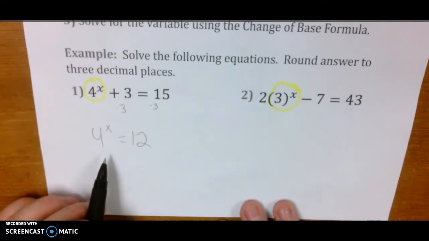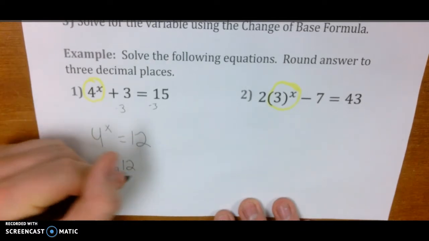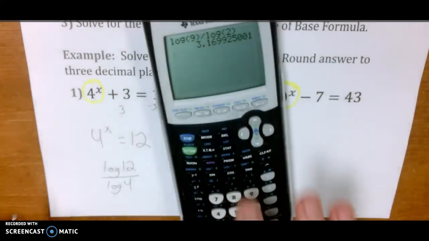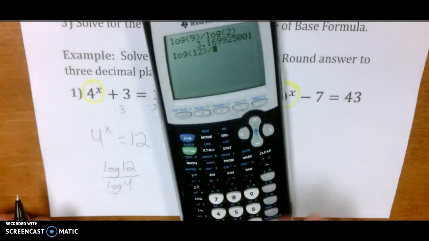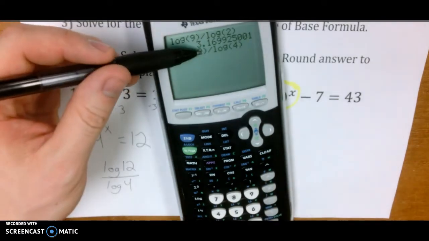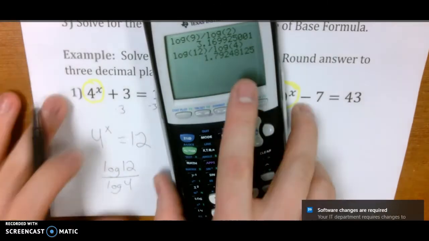So right here, if I use the change of base formula on my calculator, I could do log 12 over log 4. So let's see what that gives us. Log 12 divided by log 4. And I cannot stress this enough. Please, people, make sure you close out that first set of parentheses. We should get 1.792.